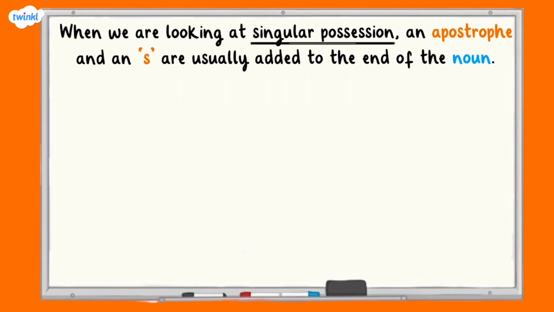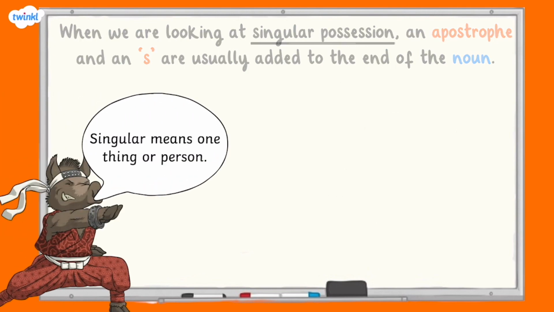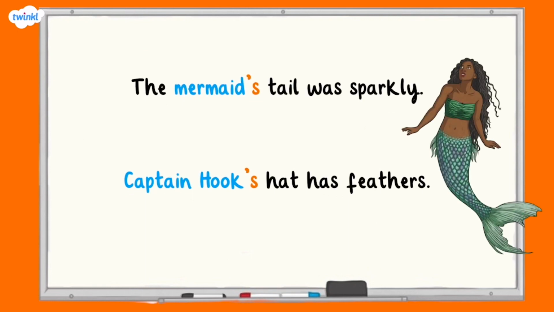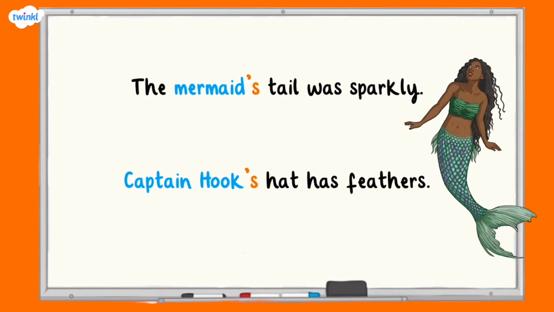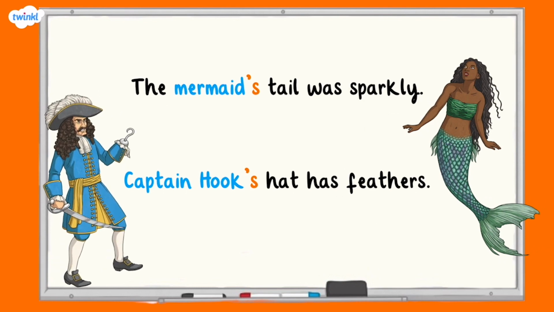When we are looking at singular possession, an apostrophe and an S are usually added to the end of the noun to show that it owns something in the sentence. Singular means one thing or person. For example, the mermaid's tail was sparkly. The tail belongs to the mermaid. Captain Hook's hat has feathers. The hat belongs to Captain Hook.